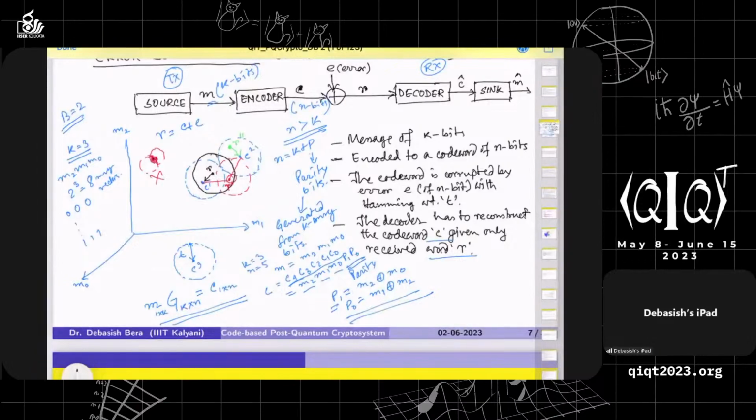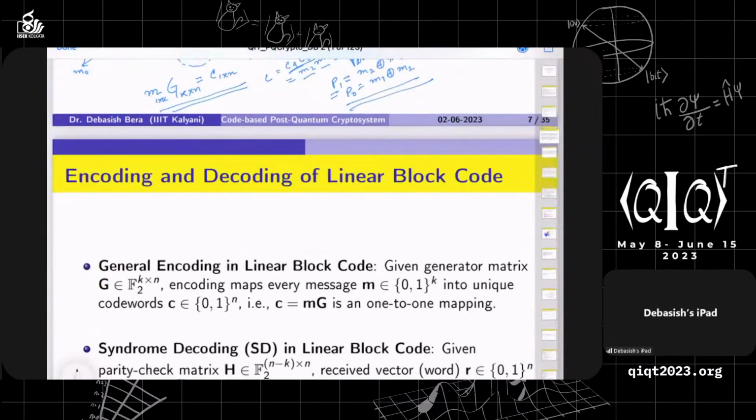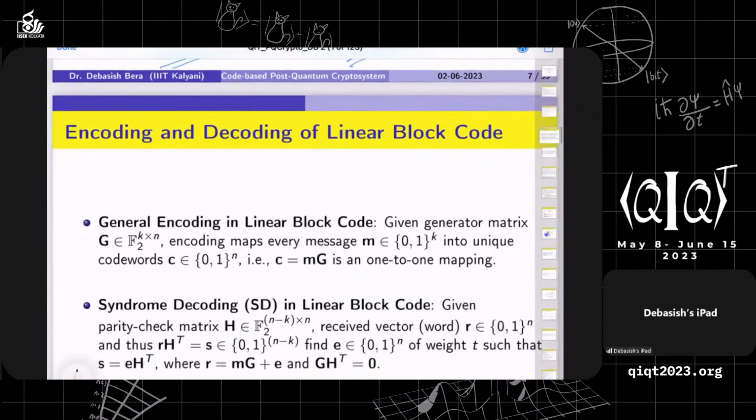Okay, fine. Now, as I have discussed, the general encoding and decoding of a linear block code is defined in this way mathematically. Given a generator matrix G, encoding means mapping the message M into the code word C with the equation C equals M times G. The dimension of M is K, the length of C is N, and the dimension of the code is K. Now there is a general decoding algorithm, which is called the syndrome decoding algorithm.